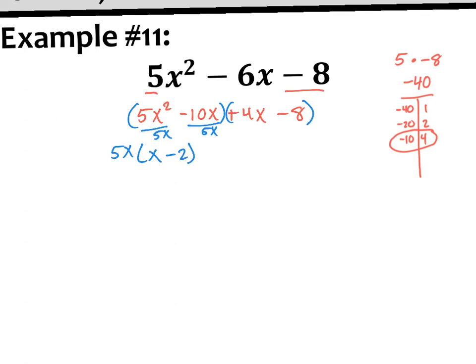Okay. 4x minus 8. I can divide both those by 4. So I'm going to do plus 4. And I get x minus 2. Okay, notice my comment. X minus 2. And 5x plus 4.